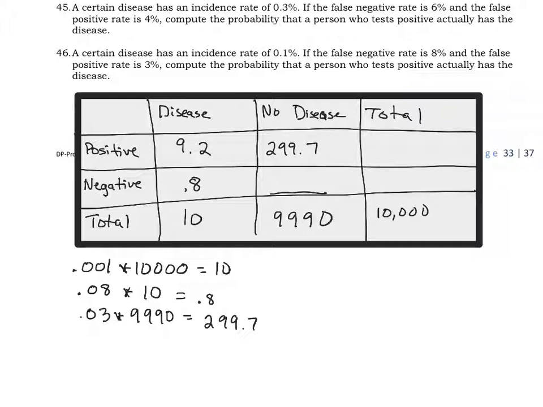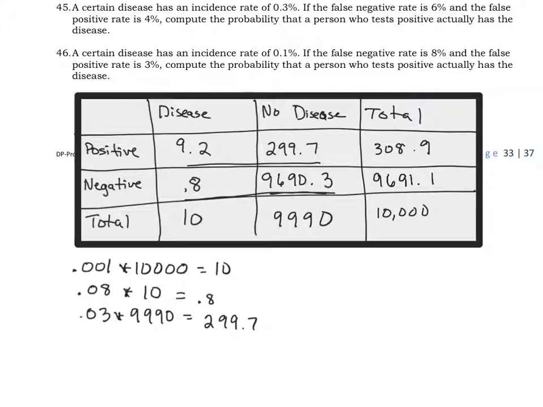So at this point, let's go ahead and subtract the 299.7 from the 9,990, and we will get 9,690.3. So now we'll calculate our total of positives by adding this particular row, and I get 308.9. Calculate the number of people who tested negative by adding the contents of this row, and I will get 9,691.1.